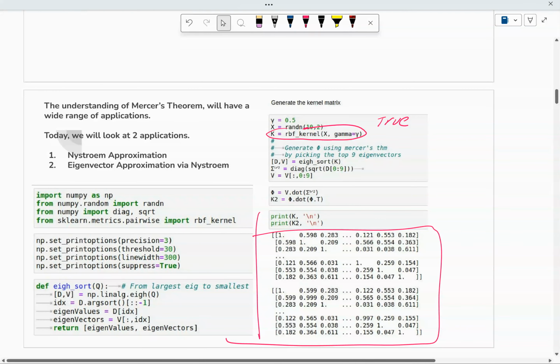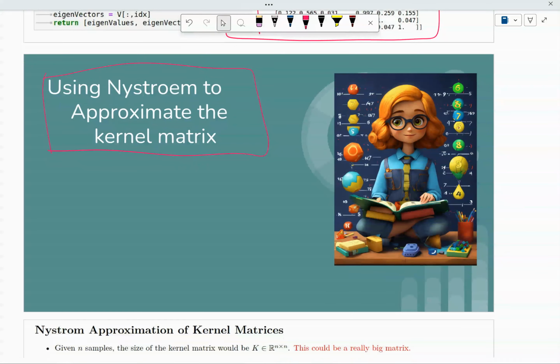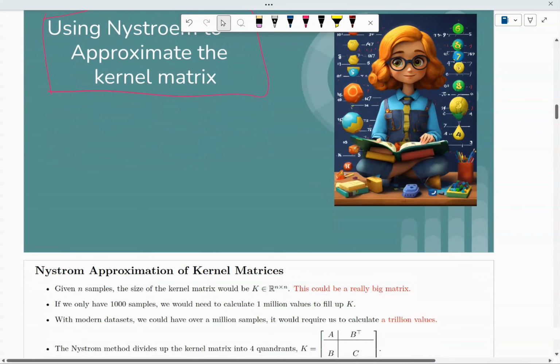All right. Welcome back to part two. So now that we did a quick review of the previous class, we can now move on to Nystrom. Nystrom is a way to approximate the kernel matrix.